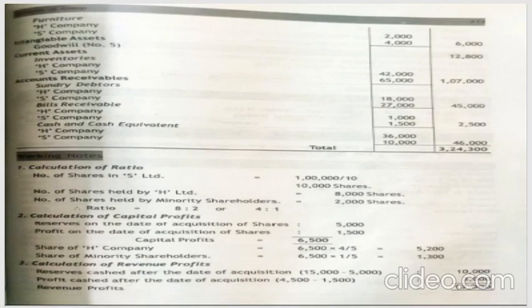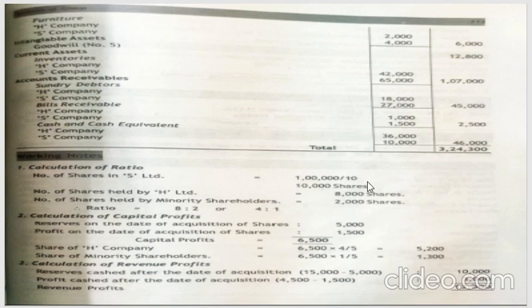So now, on the date of acquisition of shares by H Limited, that is your parent company, the S Limited, your subsidiary company, had undistributed profit of rupees 1,500 and reserves amounted to rupees 5,000. So prepare the consolidated balance sheet as on 31st March 2015. So we will be preparing it step by step. Our first step will be calculation of ratio.